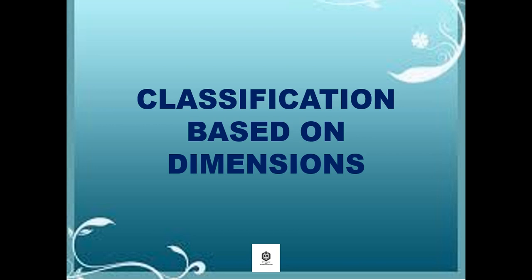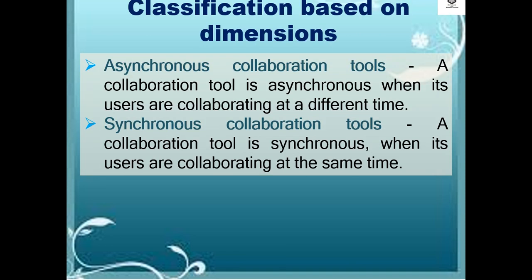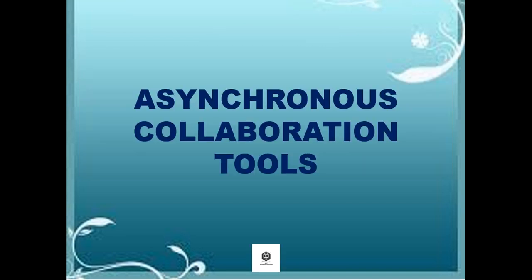So let's proceed to the classification based on dimensions. The classification based on dimensions are asynchronous collaboration tools and synchronous collaboration tools. A collaboration tool is asynchronous when its users are collaborating at a different time, while a collaboration tool is synchronous when its users are collaborating at the same time. Let's talk first about the asynchronous collaboration tools.